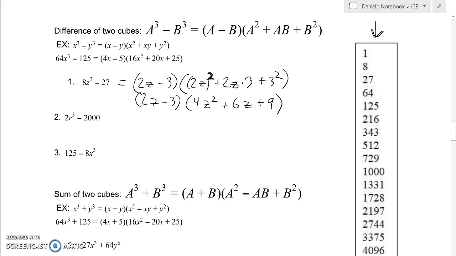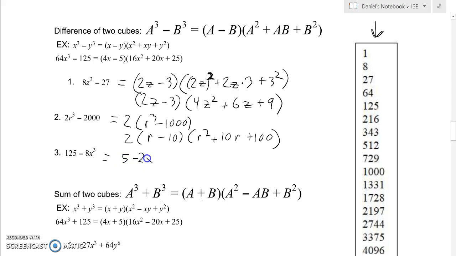I have to factor the common factor out. So they both have a 2 in common. I'm going to factor the 2 out. Leaves me with r cubed minus 1,000. 1,000 is 10 cubed. So I have (2r minus 10) times (r squared plus 10r plus 100).